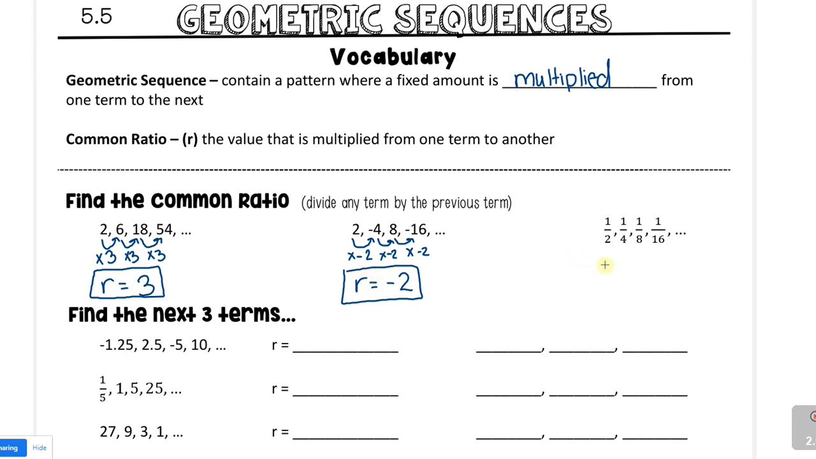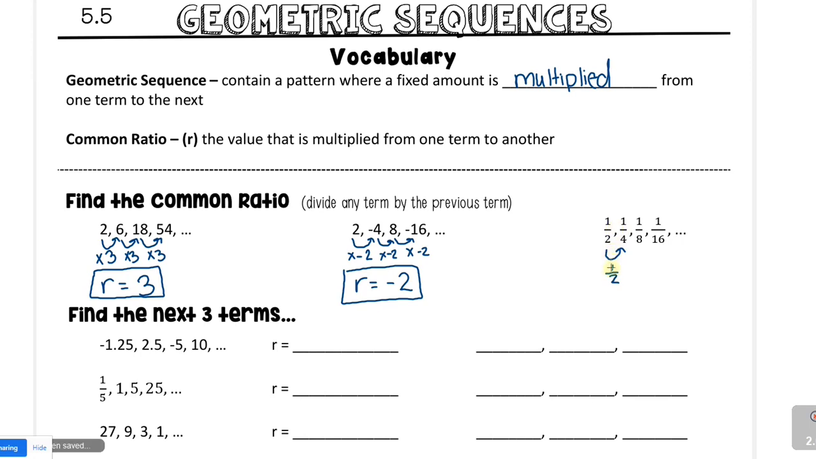The next one, 1/2 to 1/4 to 1/8 to 1/16. You're multiplying between the two. If you need to, you can use your calculator for the fractions. Just make sure you put parentheses around the fraction itself when you divide. So you can do 1/4 divided by 1/2. When you do that, you'll get 1/2.